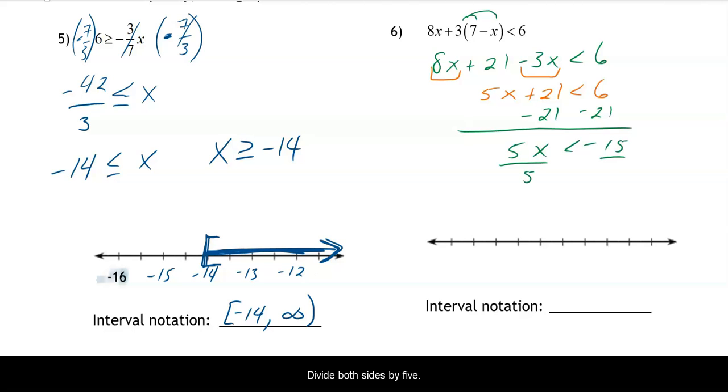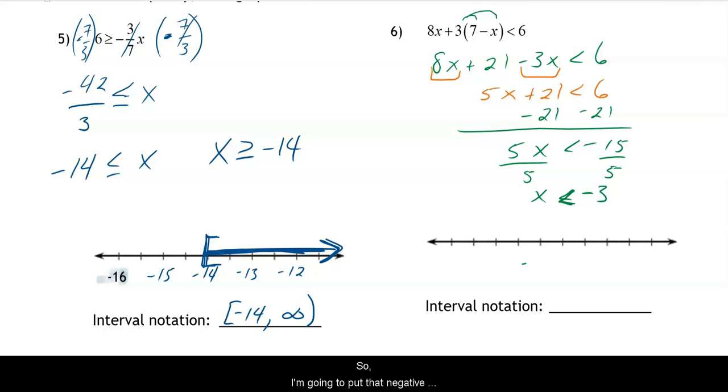Divide both sides by 5, and x is less than negative 3. The inequality here does not flip because we did not multiply or divide by a negative. Okay? Doesn't matter that our answer is negative, it matters what we multiplied or divided by.